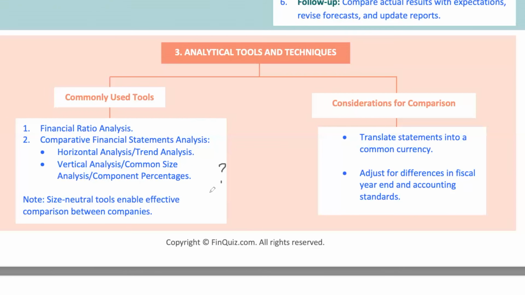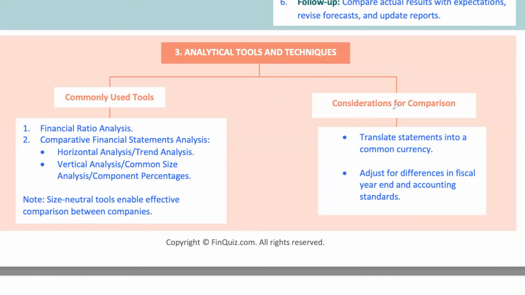Why do we use these tools? Well, they help us remove the size factor, making it easier to compare companies of different scales. For instance, ratios and common size statements allow us to compare a small tech startup with a multinational conglomerate. It's like comparing apples to apples, not apples to oranges.